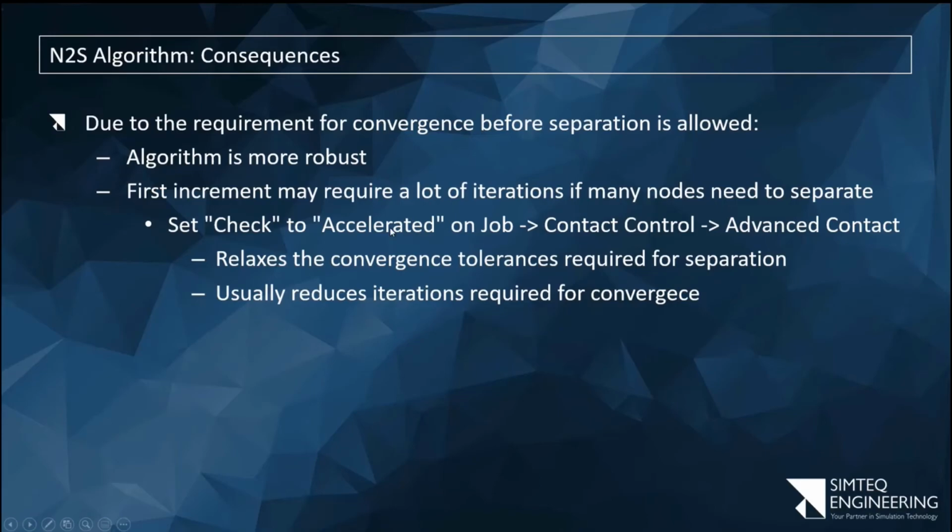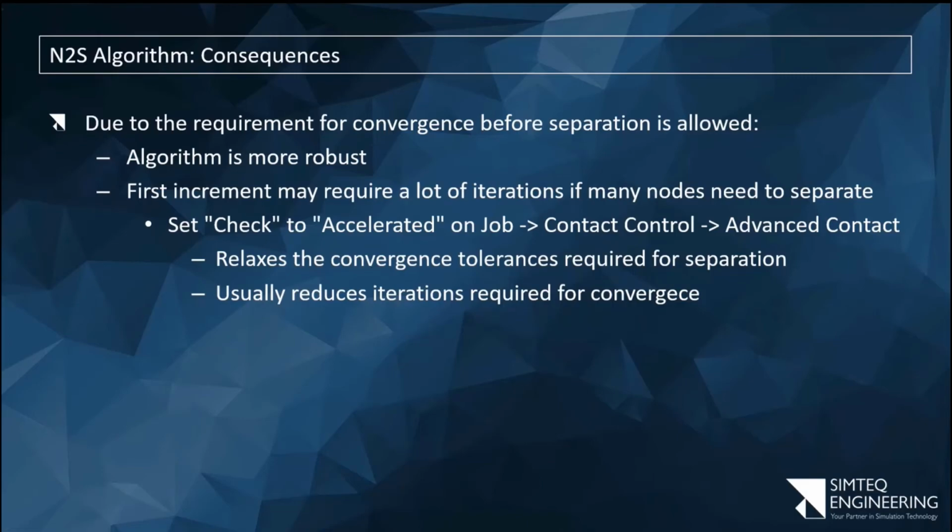On the job, there's an option to change the checking for the separation from default to accelerated. If you go to job, contact control, advanced contact, there's an option there on the right-hand side that says check, default I think, and the other one is accelerated. What this does is it doesn't completely ignore the convergence. It simply says, even if it's not converged, but the tolerances are at least reasonable, usually about 10% error, it then checks for separation.